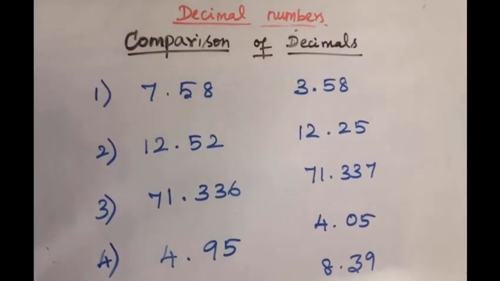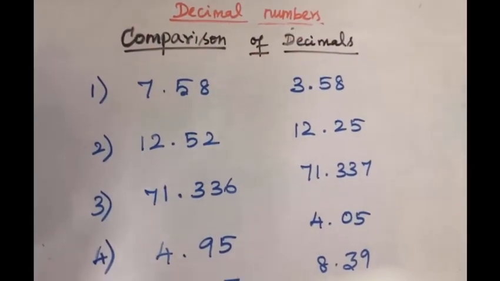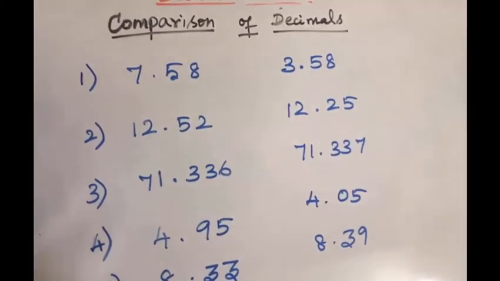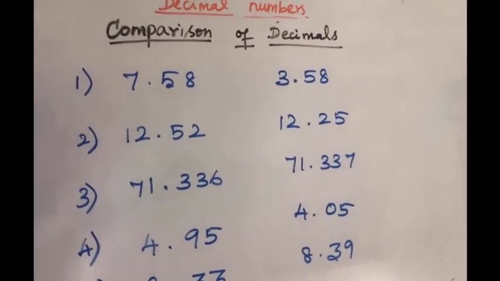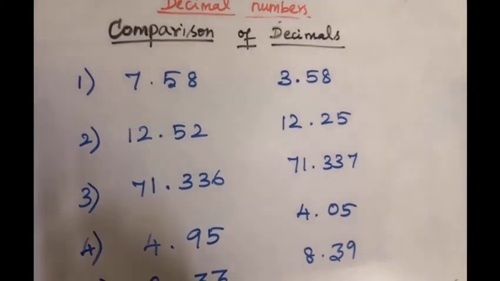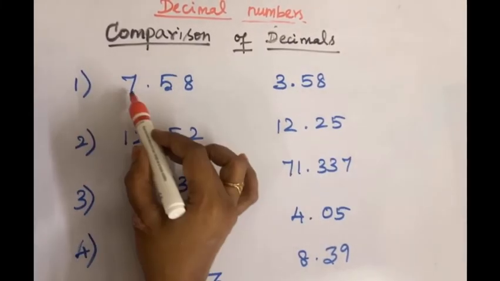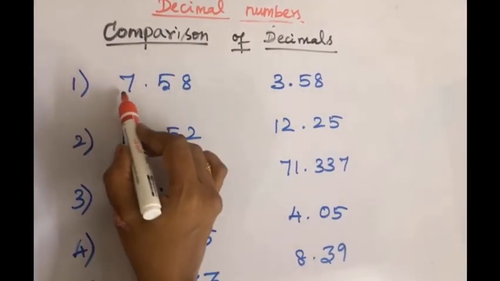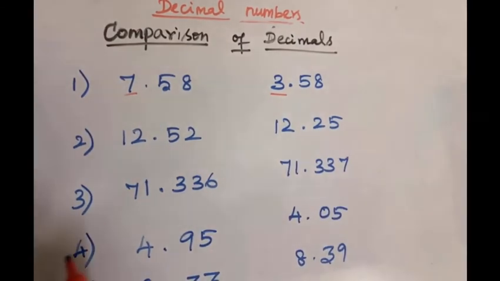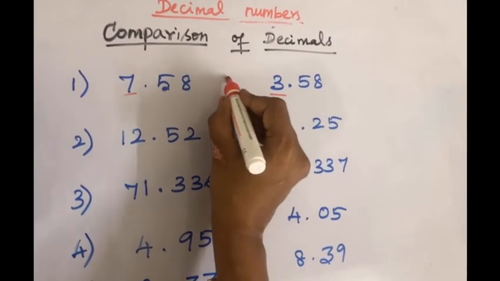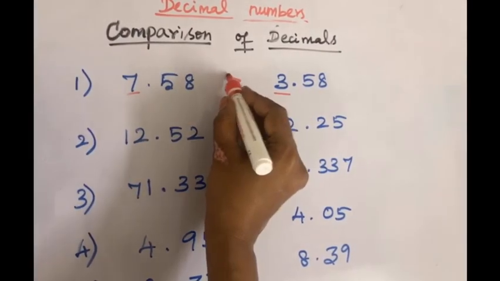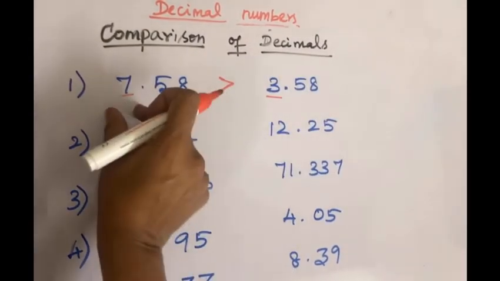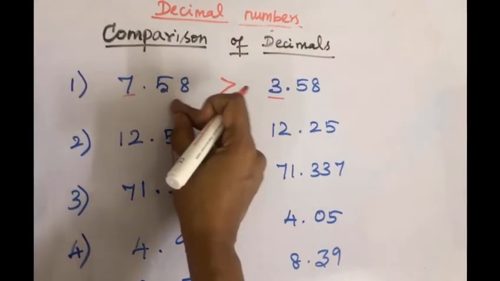So now we are going to compare the decimal numbers. So 7.58, 3.58. While comparing decimal numbers, first you have to see the whole number part. Okay, here which is greater in the whole number part? Here 7 is there, here 3 is there. So this is greater and you can write this. Okay. So if the whole number part is equal, then you have to look at the decimal part.